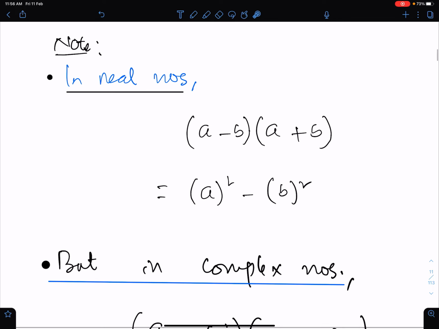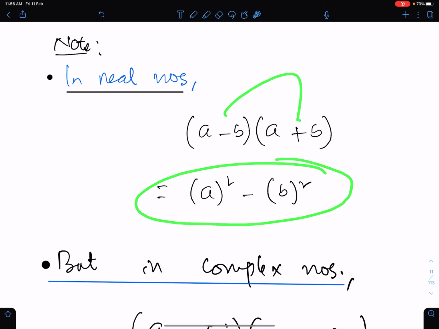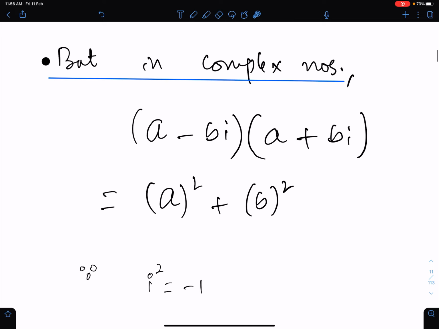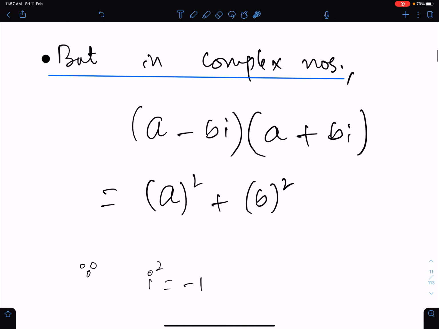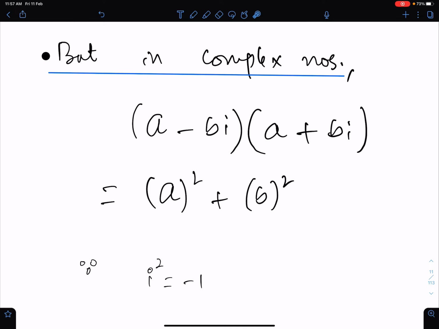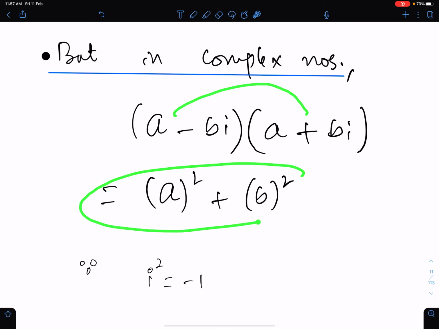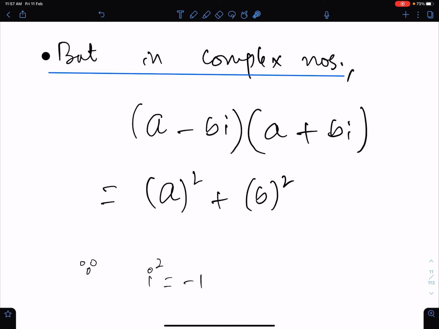Well, in real numbers, a minus b, a plus b will become a square minus b square. But in complex numbers, a minus bi and a plus bi will become a square plus b square. Why? Because i square is minus 1. So always use this formula in rationalization.